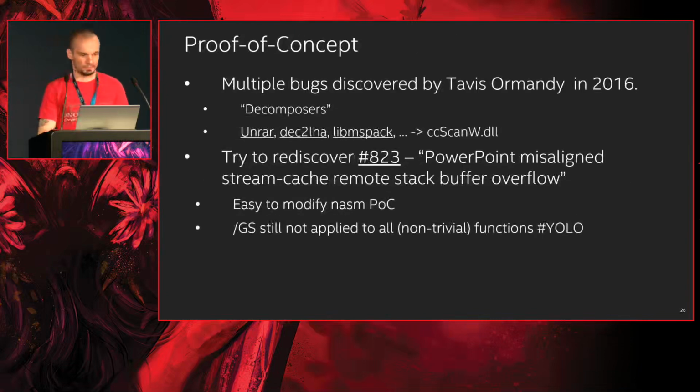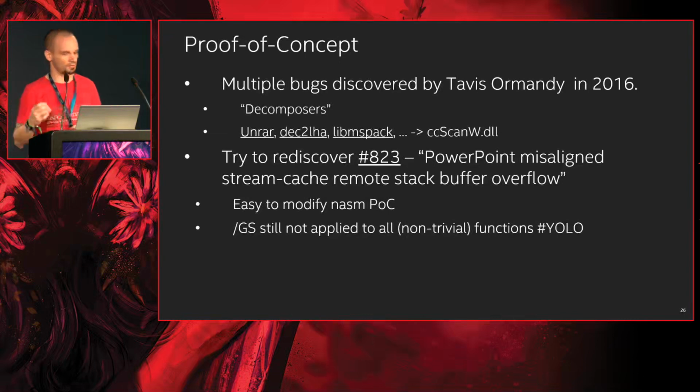So I wanted to do a proof of concept too, so I went to the Project Zero bug tracker, where Tavis Ormandy in 2016 published a whole bunch of Symantec bugs. These mostly affected the so-called decomposers, which are the modules that are able to extract data from different container formats, so to say, compressed archives, PowerPoint presentations, and whatnot.